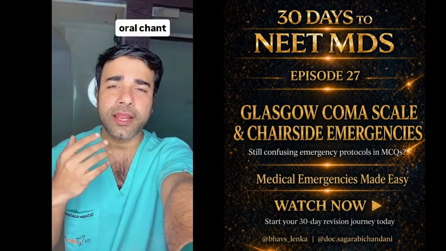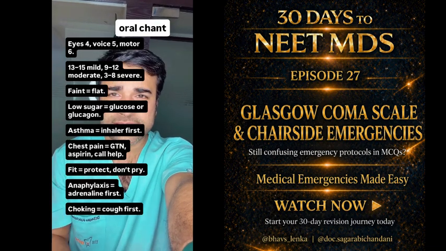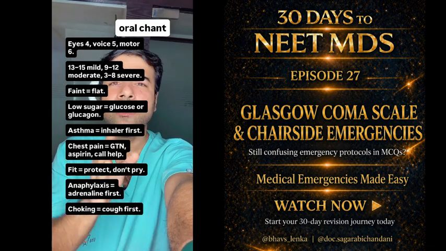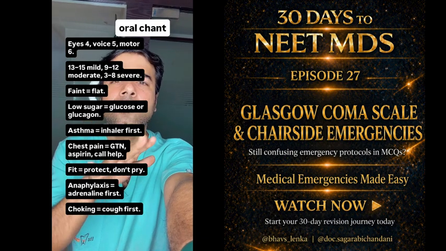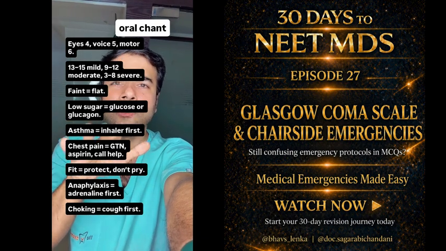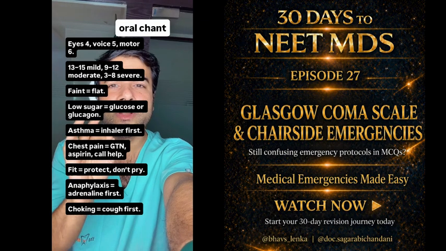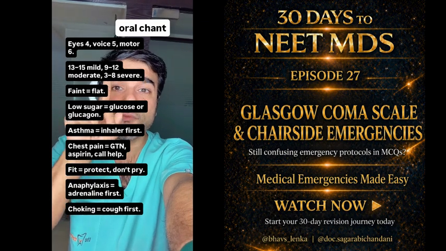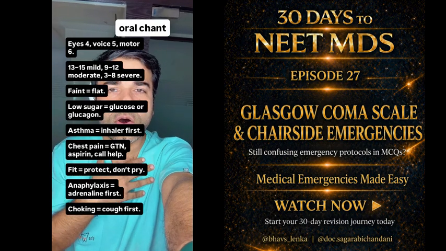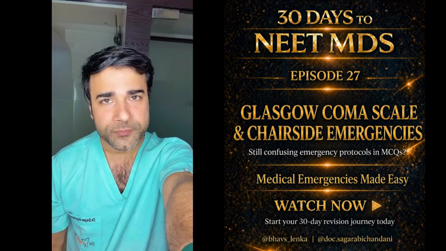Oral chant. Eyes 4, voice 5, motor 6, 13 to 15 mild, 9 to 12 moderate, 3 to 8 severe. Faint, flat. Low sugar, glucose or glucagon. Asthma, inhaler first. Chest pain, GTN, aspirin, call for help. Fit, protect, don't pry. Anaphylaxis, adrenaline first. Choking, cough first.